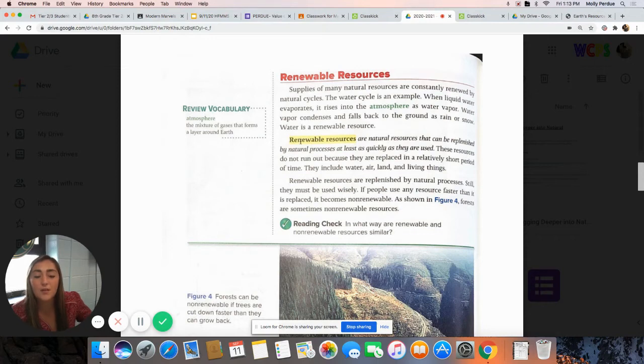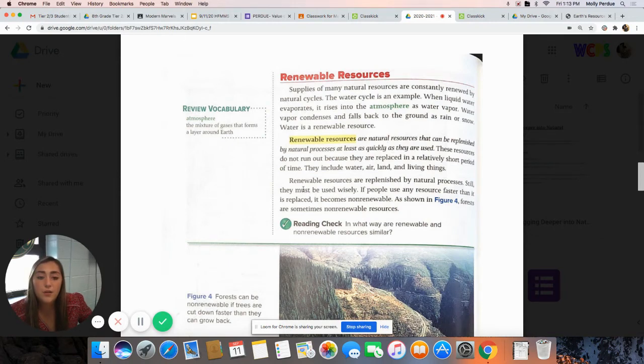Renewable resources, this is an important word, I hope you all know that, are natural resources that can be replenished by natural processes at least as quickly as they are used. These resources do not run out because they are replaced in a relatively short period of time. They include water, air, land, and living things. Renewable resources are replenished by natural processes. Still, they must be used wisely.